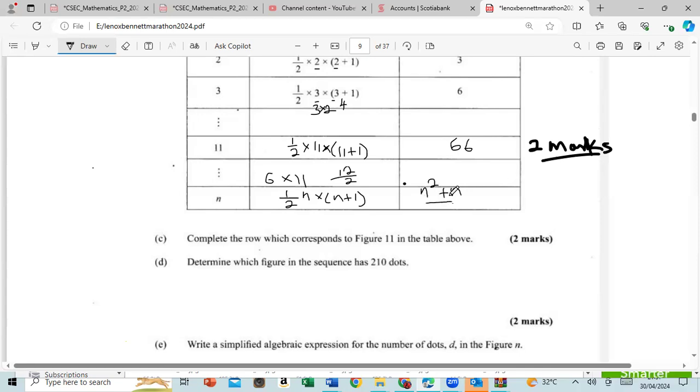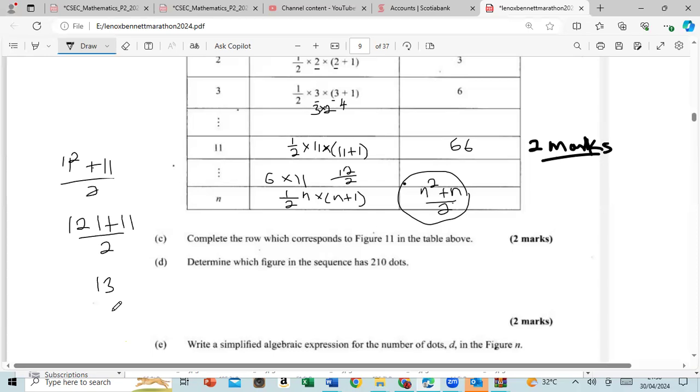And I test it to see if it'll give me 66 for the 11. N squared, so that'll be 11 squared plus 11, and then divide by 2. So 11 times 11, that's 121, plus 11, and then we divide by 2. When you add that, that's 132, right? And then we divide by 2. Still get my 66.